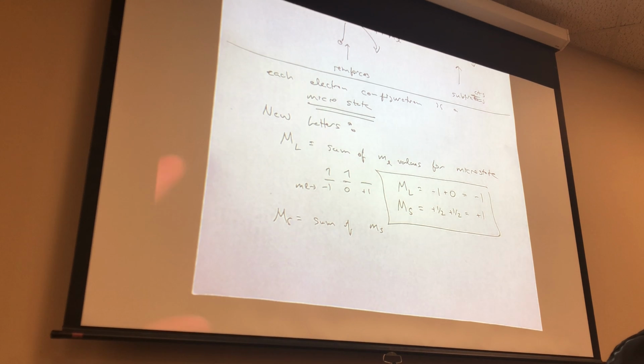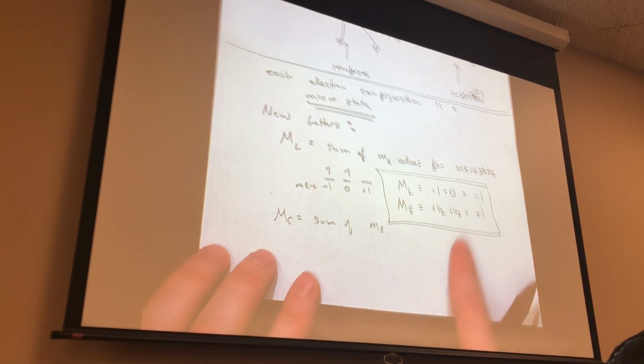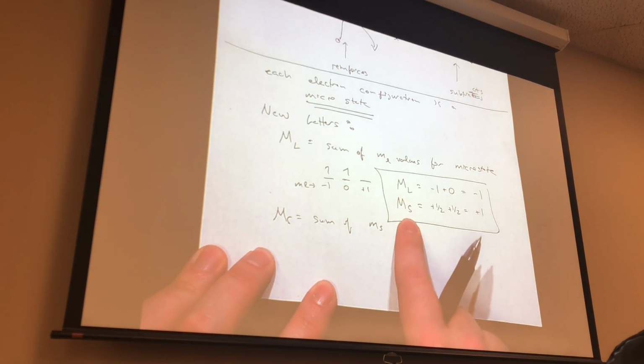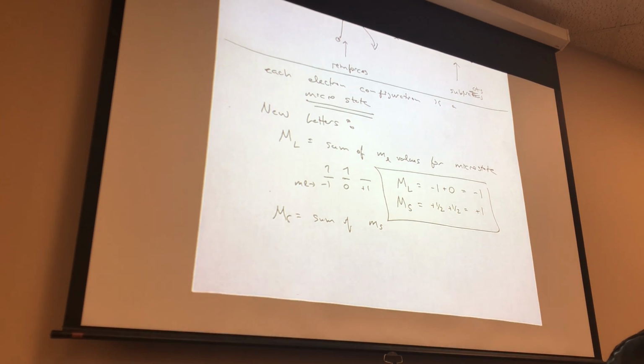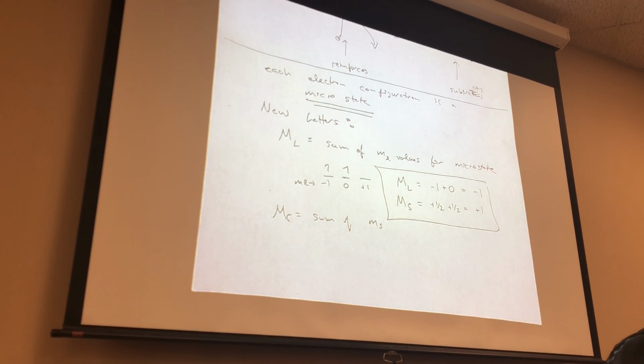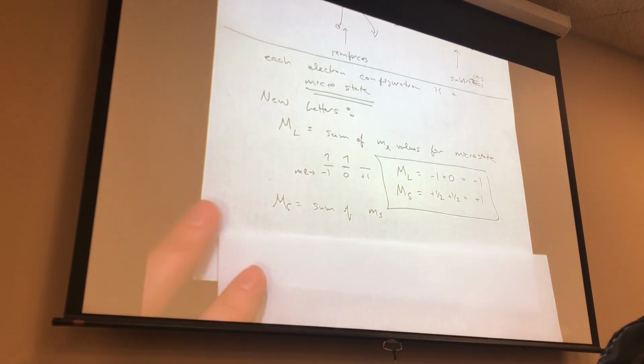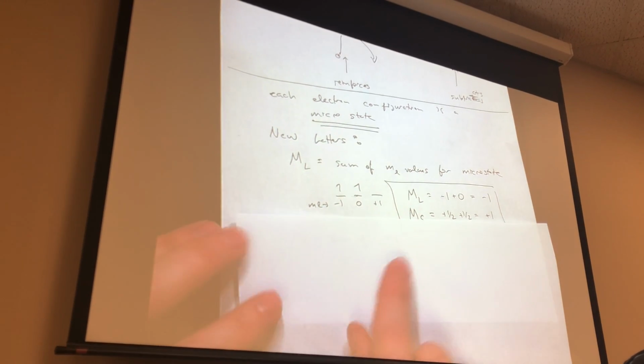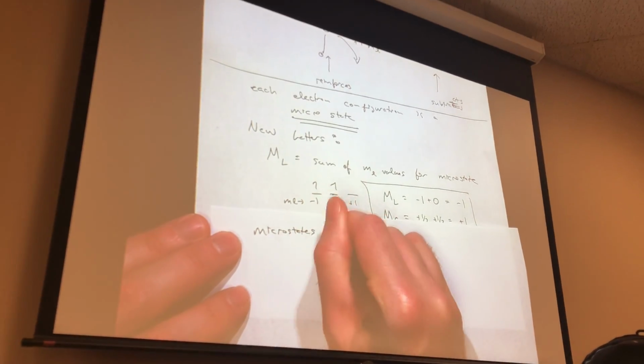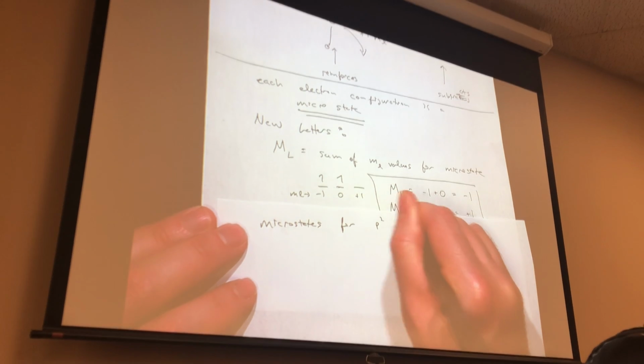So we're going to tabulate all of these microstates, where we record their capital M sub L and M sub S values, and then we're going to put them into a table and figure out how they group together. And that'll come in a little bit. So let's go ahead and work through an example where we work through every microstate for a p2 configuration.